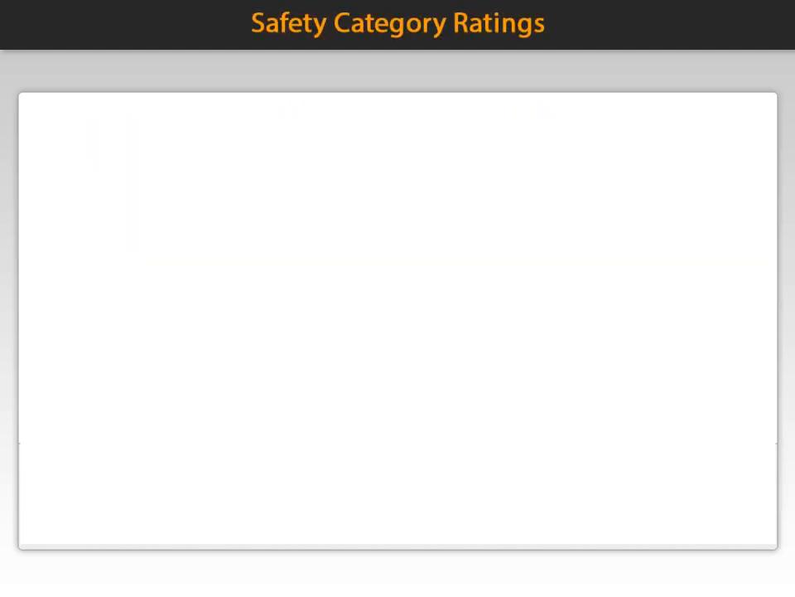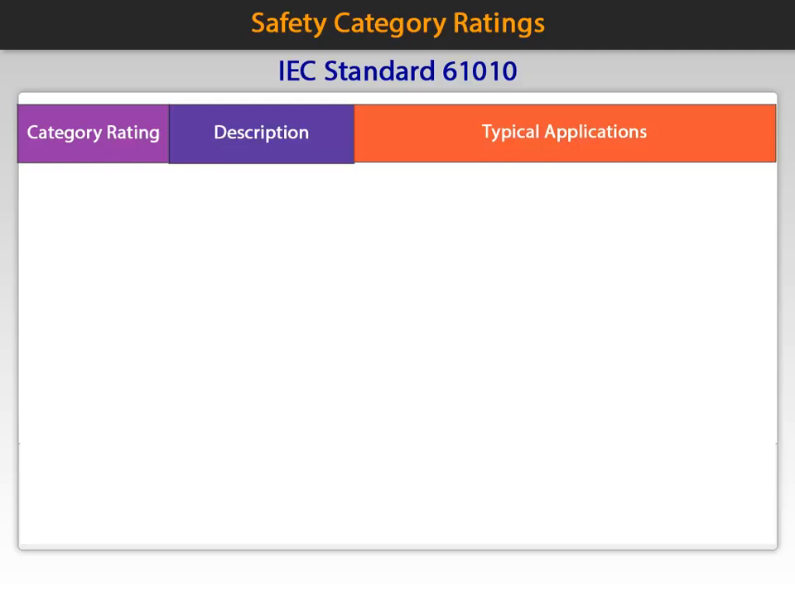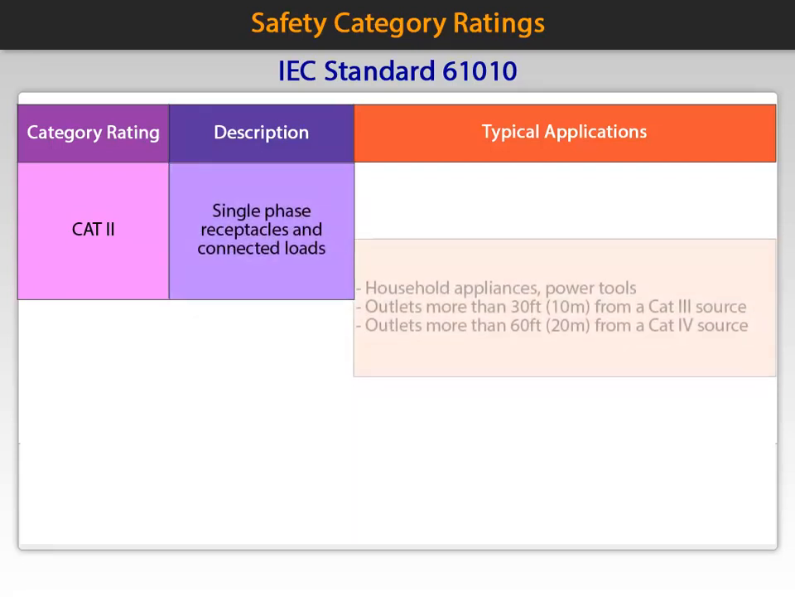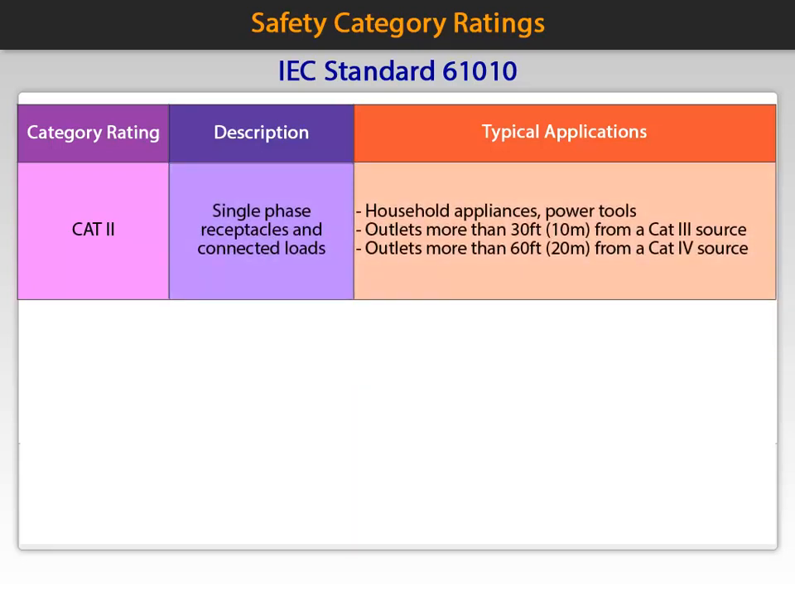NFPA 70E refers to IEC standard 61010 that defines test tool category rating. This table shows these categories with their description and uses. Category 2 covers single-phase receptacles and connected load. Typical applications are household appliances, power tools, outlets more than 30 feet from a Cat 3 source, and outlets more than 60 feet from a Cat 4 source.